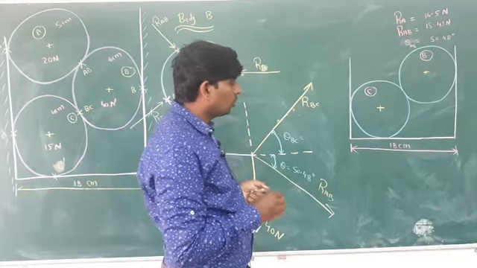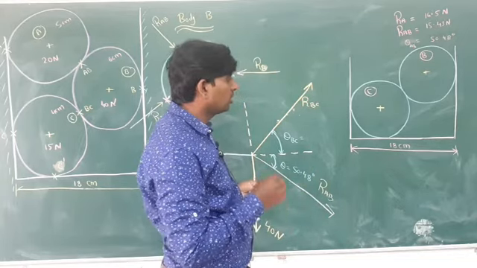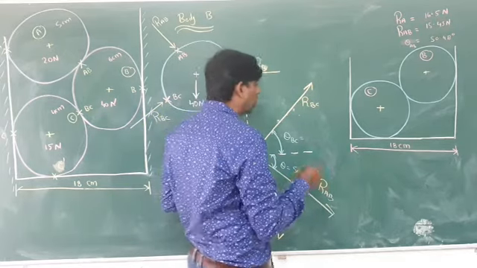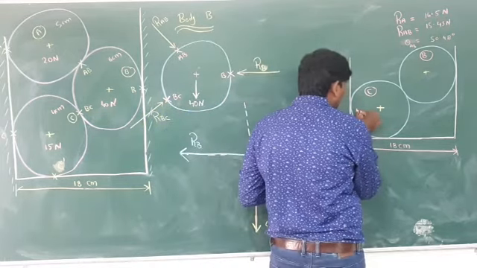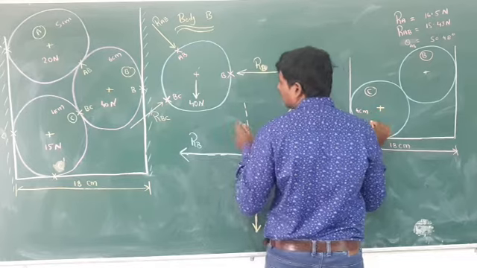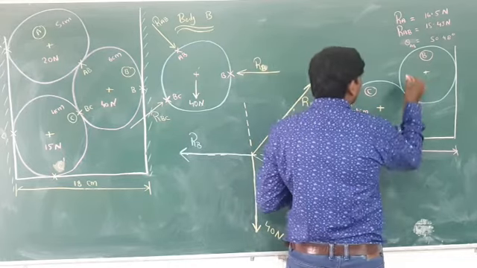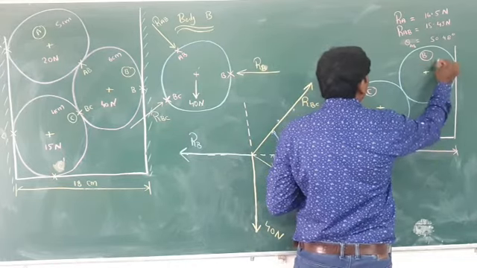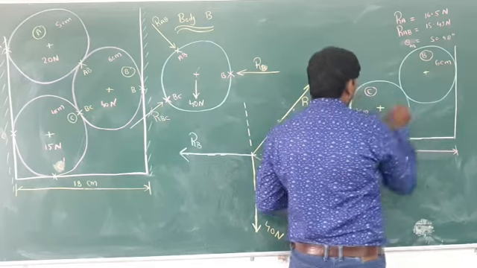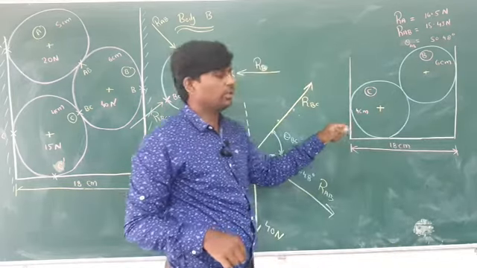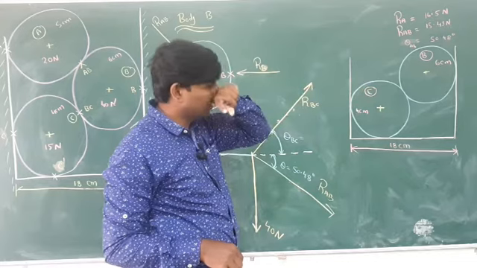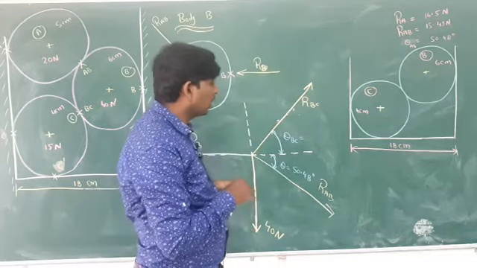After that, you have to draw, see how much radius is there. For this one, the radius is 4 centimeter. For this one, the radius is 6 centimeter. So first you have to find out the angle.